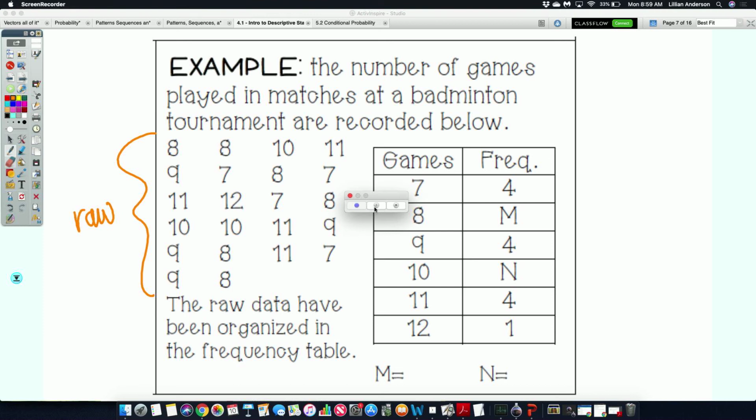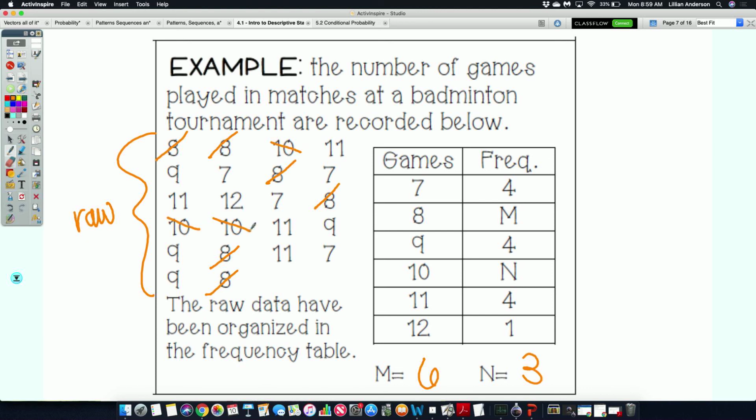What was the value of M? Okay, I hear some discrepancies. Is it 5 or is it 6? 6. It is 6. That's 1, 2, 3, 4, 5, and 6. And what about the value of N? 3. That is 1, 2, 3.